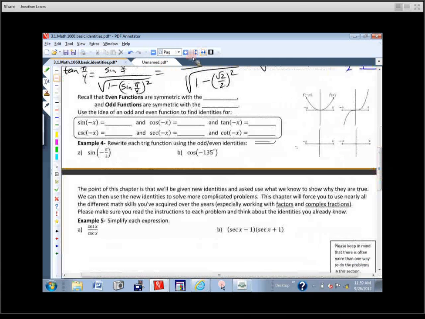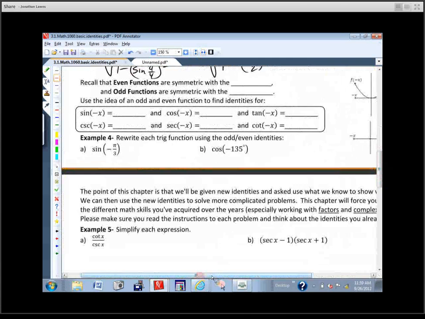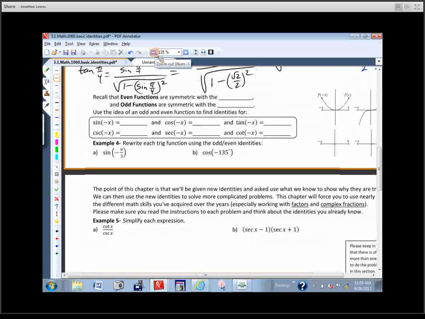And then let's remind ourselves of what odd and even functions are. So, even functions are symmetric with, what is it, Marcos? It is the y-axis. Even functions are symmetric with the y-axis. Okay, now careful here because this screws some people up. Odd functions are symmetric with the, thank you very much, good answer. The answer is origin. It is not x-axis. If it were symmetric with the x-axis, you wouldn't have a function. Okay?